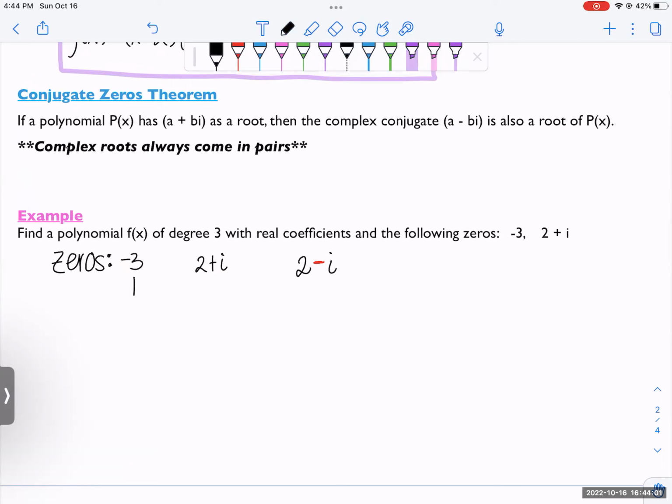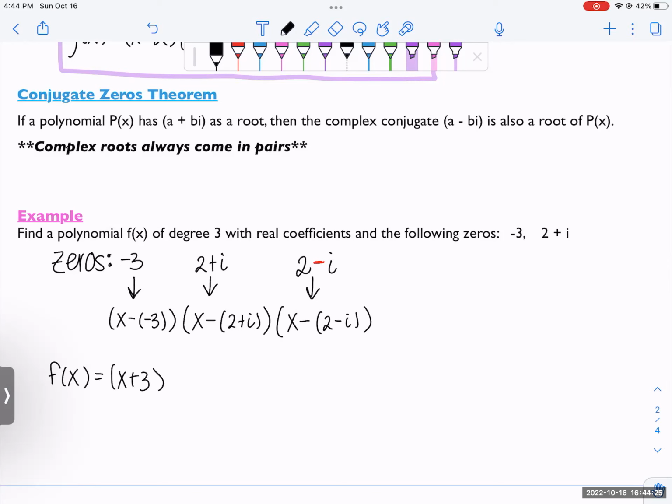When we write this in factored form, this becomes x minus -3. This becomes x minus (2 plus i). This one becomes x minus (2 minus i). So f of x is equal to x plus 3. I'm going to leave these guys in the form they're in, but I am simplifying the plus 3. And that's that.